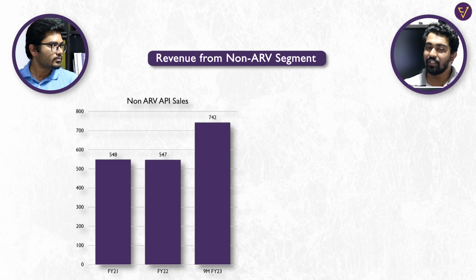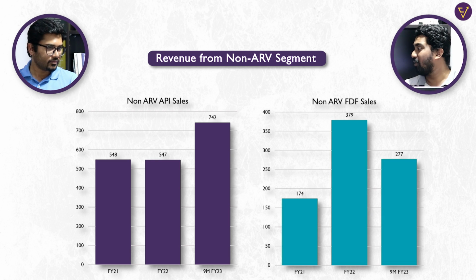Right. So even in the non-ARV business, it is kind of a similar story to ARV, where there has been a 35% growth in their API business, but there has been a 27% decline in their formulation business. Okay. So Laurus had invested in a lot of capacity for their formulation business. Right. At the end of FY22, they had a capacity to manufacture 4 billion tablets. And they increased that to about 10 billion tablets in FY23.